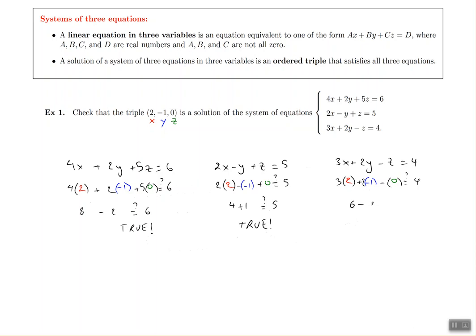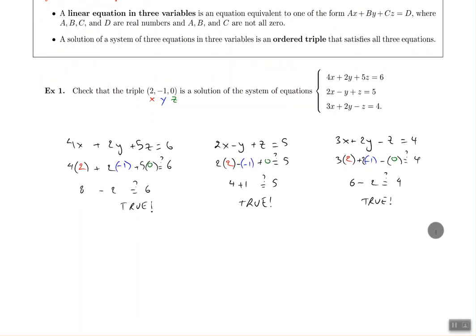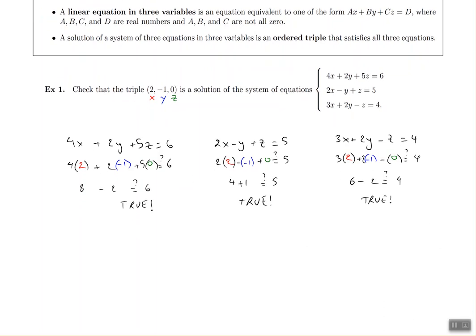So 6 minus 2, is that really equal to 4? Again, this is in fact true. So because the triplet 2, -1, 0 made all the equations true, we will say that the triplet is a solution. So finally, 2, -1, 0 is a possible solution.